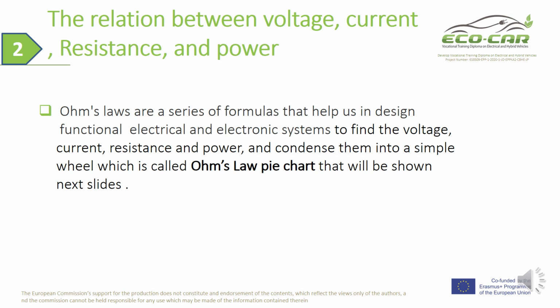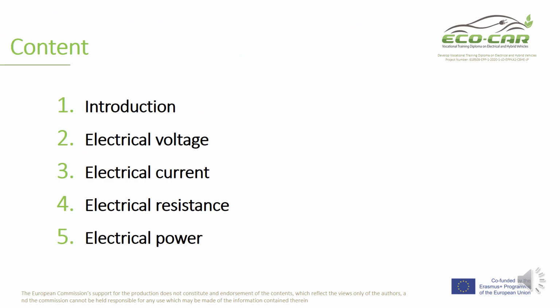Now we have here a relation between four items: voltage, current, resistance, and power. Contents of this chapter: introduction, electrical voltage, electrical current, electrical resistance, and electrical power.